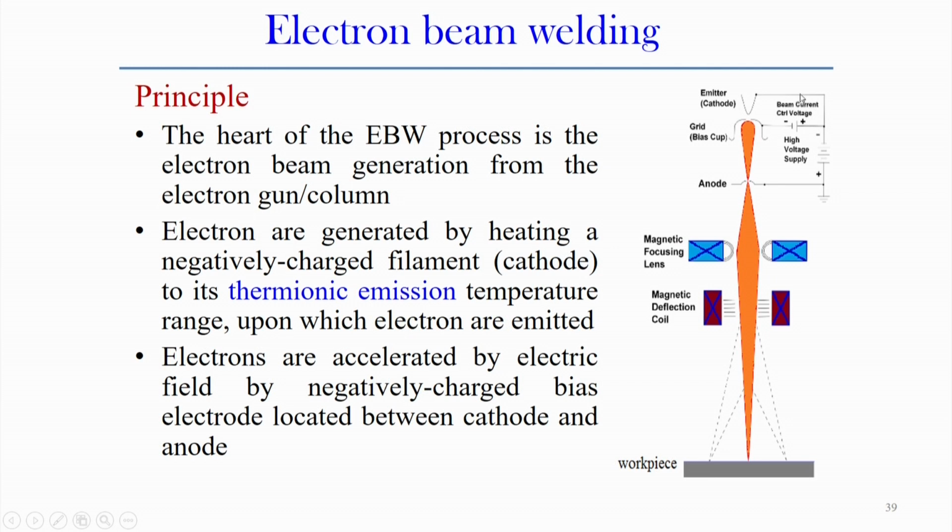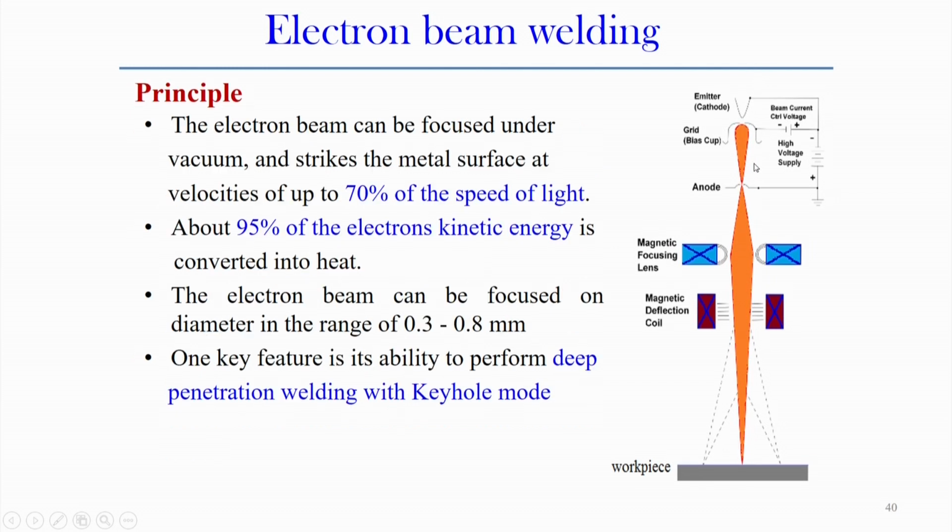So, after emission of the electron, it is accelerated. The next step of the electron beam welding process is that the accelerated electrons are focused using the magnetic focusing lens, and with the help of the magnetic deflection coils we can deflect the electron beam to the desired position. So, these are the basic steps.